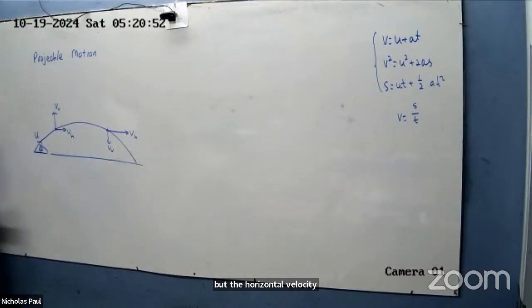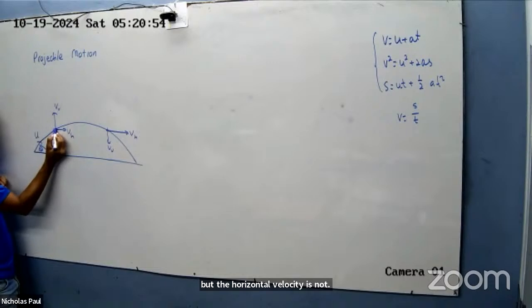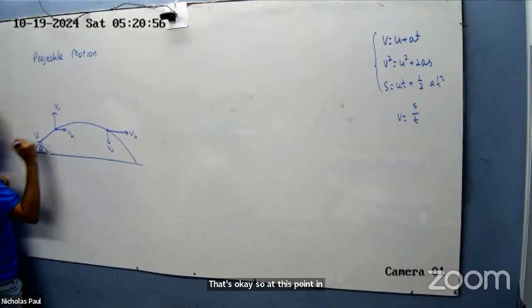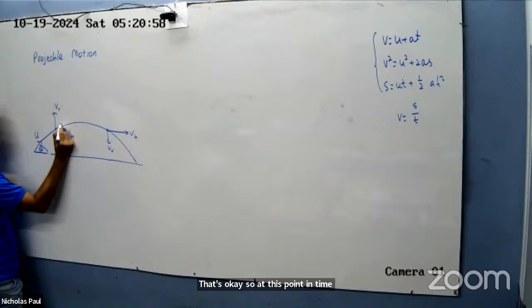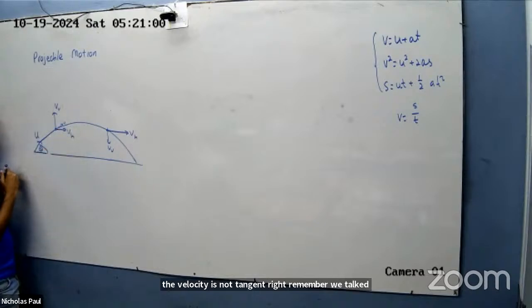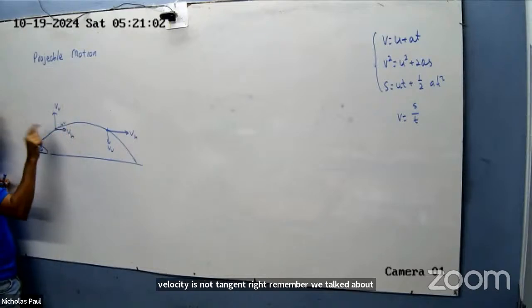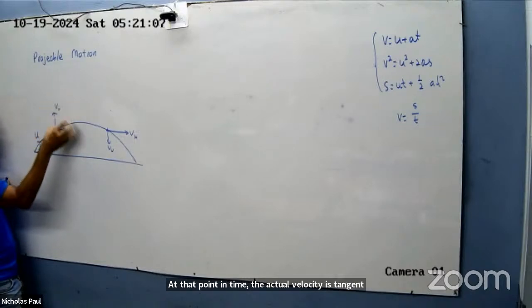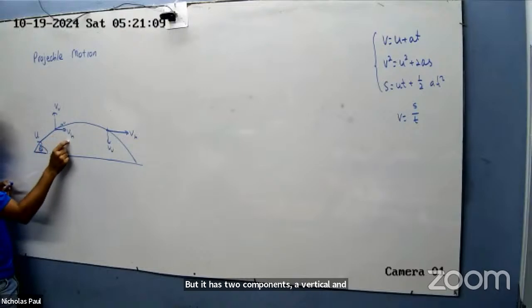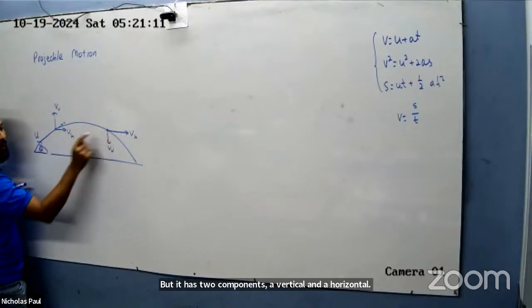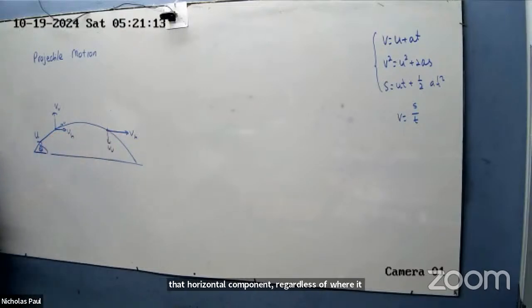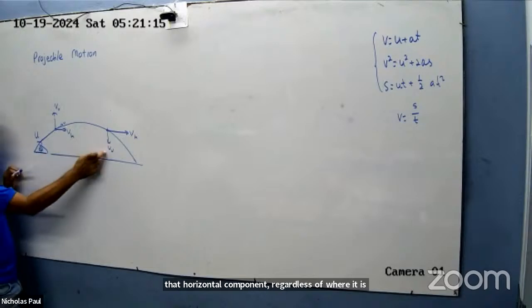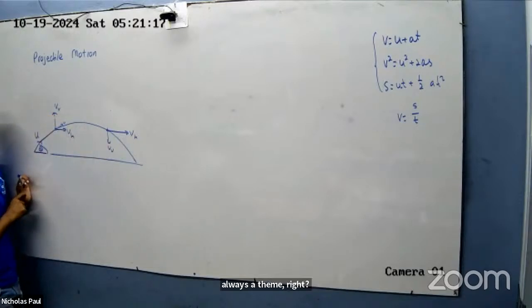So at this point in time, the velocity is a tangent, remember we talked about that? At that point, the actual velocity is tangent, but it has two components, a vertical and a horizontal. That horizontal component, regardless of where it is, is always the same. But this vertical component is affected by gravity.